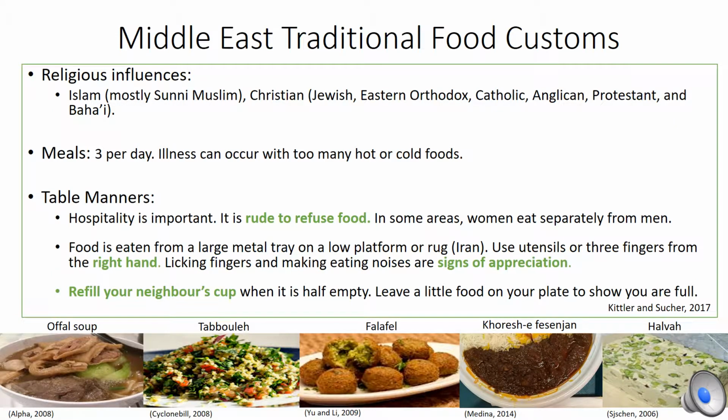Middle East traditional food customs have religious influences from Islam, mostly Sunni Muslim, Christian, including Jewish, Eastern Orthodox, Catholic, Anglican, Protestant, and Baha'i. Meals are served 3 times per day, and illness can occur with too many hot or cold foods. Table manners include that hospitality is important, it is rude to refuse food, and in some areas, women eat separately from men. Food is eaten from a large metal tray on a low platform or rug in Iran.